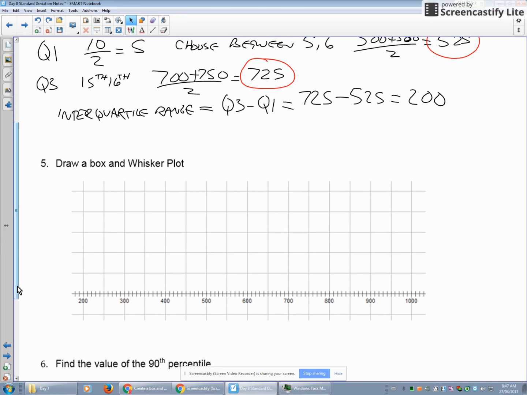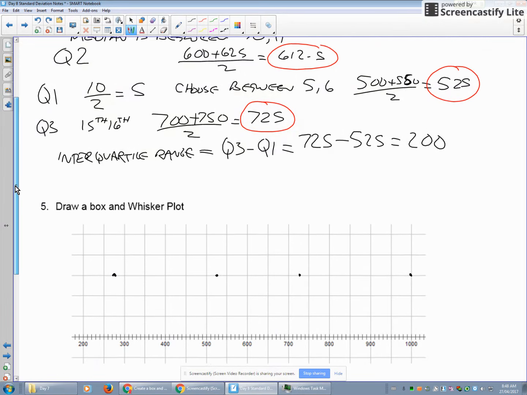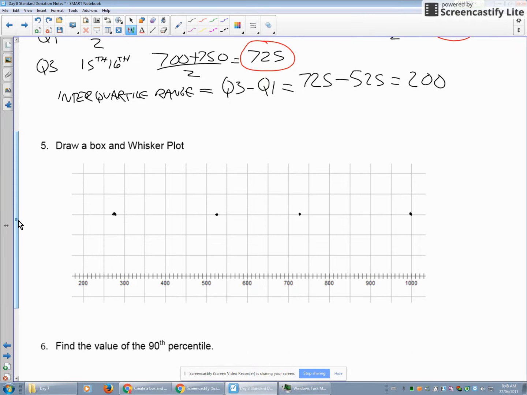So 275 is the lowest. I'm going to go up to 1,000, which was my highest. Quartile 1 was 525. Quartile 3 was 725. And then our median, or quartile 2, was 612.5, around 625. So our box and whisker plot will look something like so.